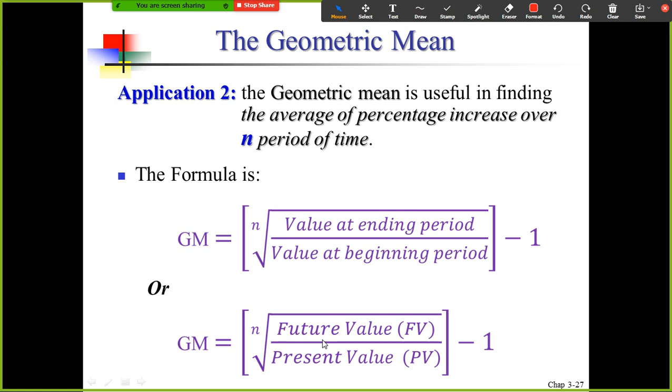Okay. In terms of finance, we don't have value ending, but we have future value, the value at the ending period, and present value, the value today. So this is the same thing. This is general. This is for mathematics or finance, where we use a future value and present value.